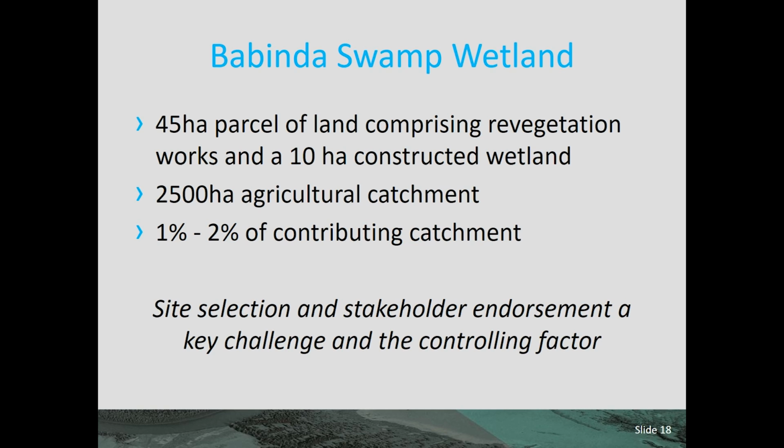The site selection was done before we became involved in the project, and that was the combination of stakeholder endorsement, stakeholder liaison, all that kind of stuff. Basically it was just a clapped out bit of cane land that was too low in the landscape to be productive for the farmer, so he just walked away.